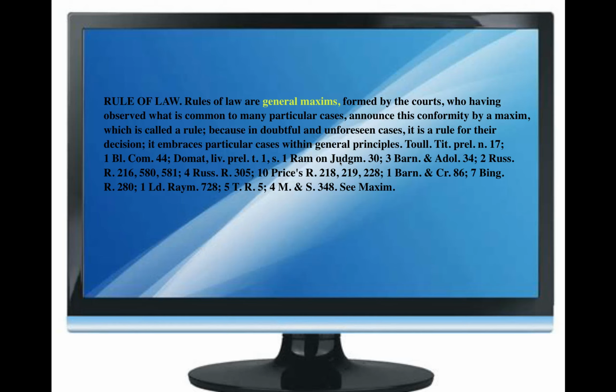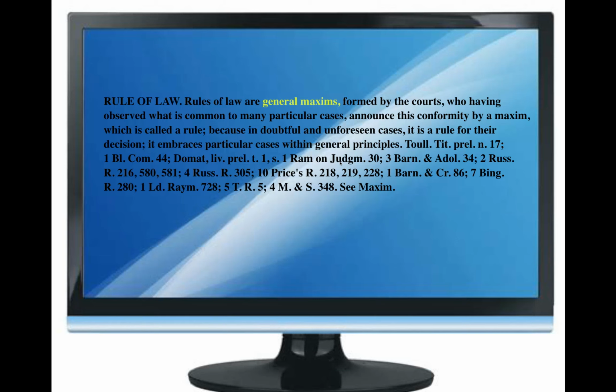Because in doubtful and unforeseen cases, it is a rule for their decision. It embraces particular cases within general principles. So any court case that the judges decide on becomes a rule of law or a general maxim. But then they slip something in that will nullify their decisions. And this is where we get caught out all the time.